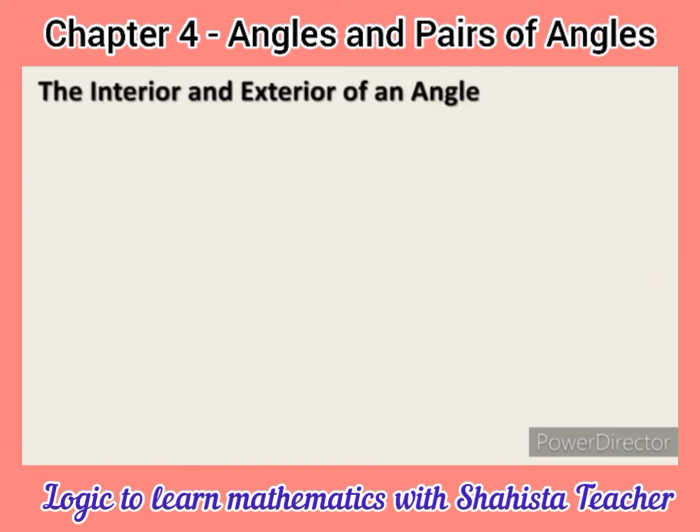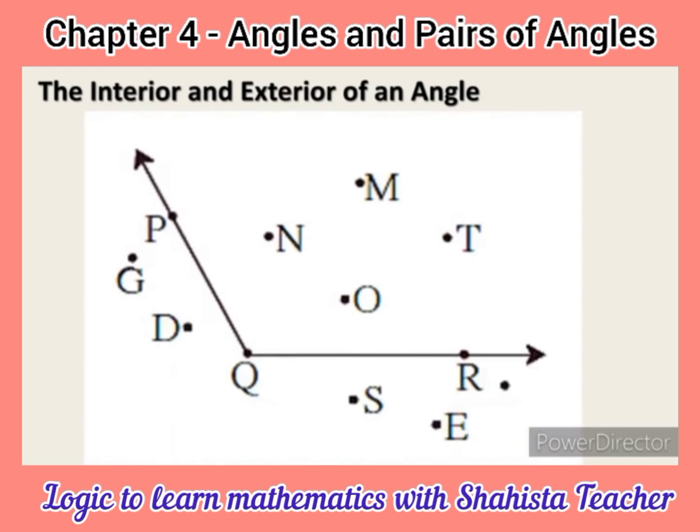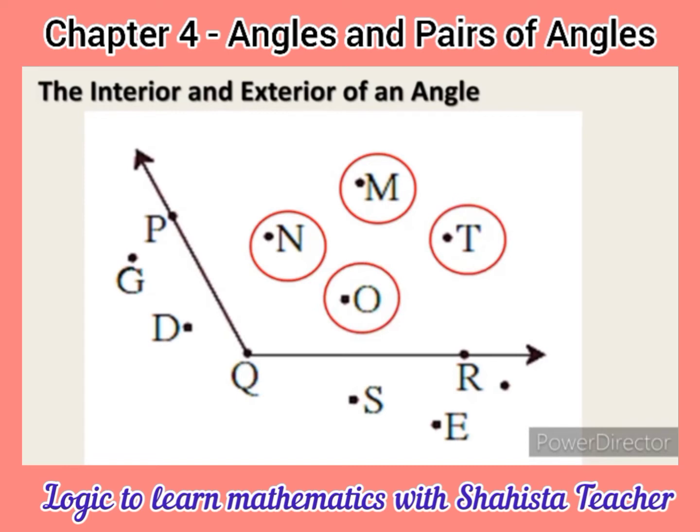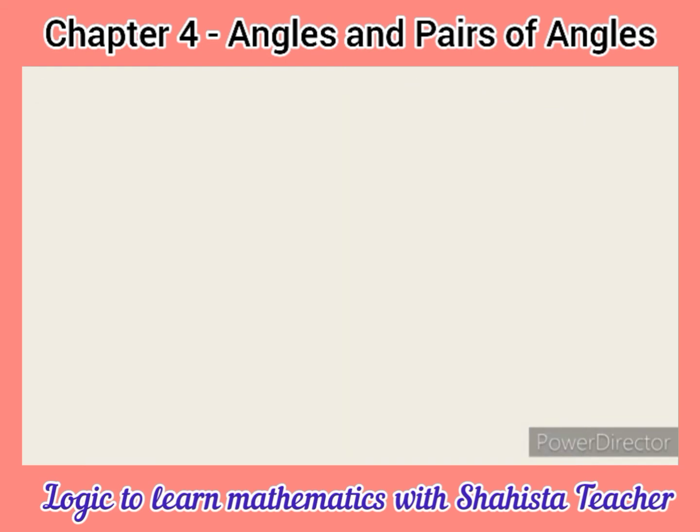Now here, the interior and exterior of an angle. As you can see here, in your textbook this figure is shown. On the base of this angle PQR, we have to show interior points and exterior points. Points N, M and T, O are all interior. Is that clear? And points G, D, S and E are all exterior points. Is that clear, my dear students? So inside the angle is interior, outside the angle is exterior.